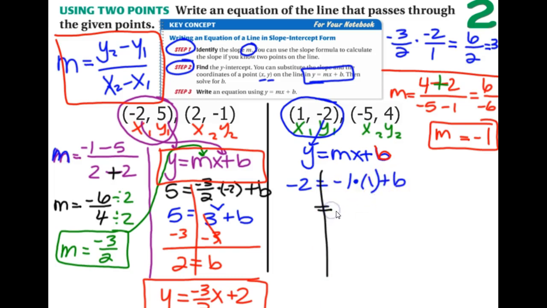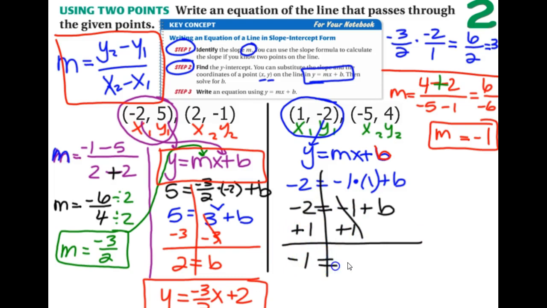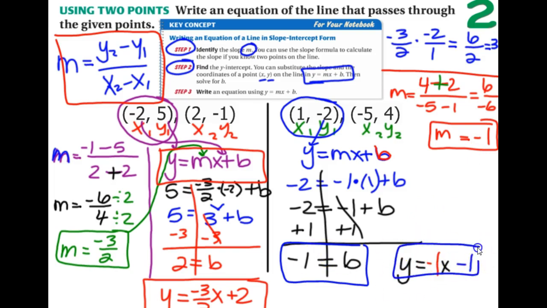So negative 1 times 1 is just negative 1. So to get b all by itself, we're just going to add 1. Negative 2 plus 1, it's a negative 1. So that's b. So writing in our equation, y equals m, which is negative 1, x, plus b, or in this case, minus b, minus 1. So we're just writing our equation in the form y equals mx plus b. We just need to find m and b first.